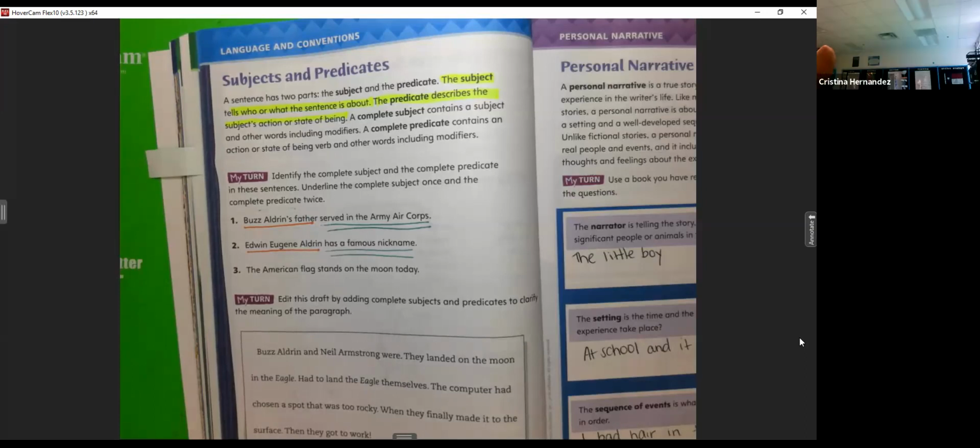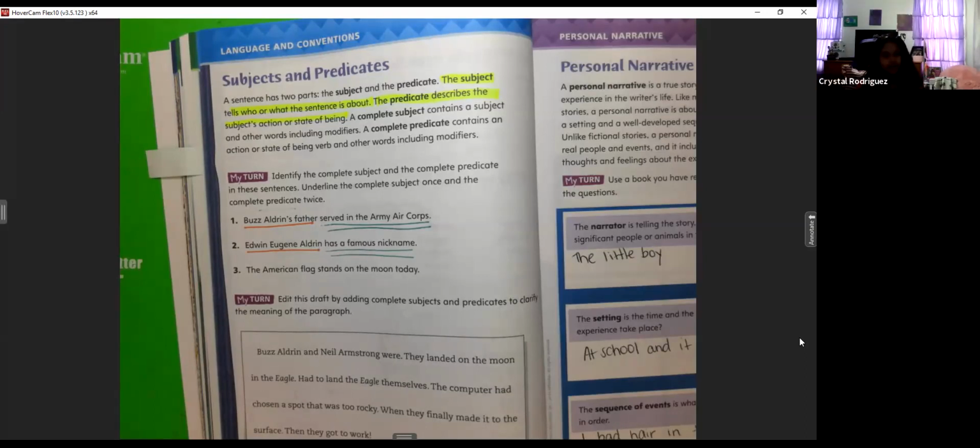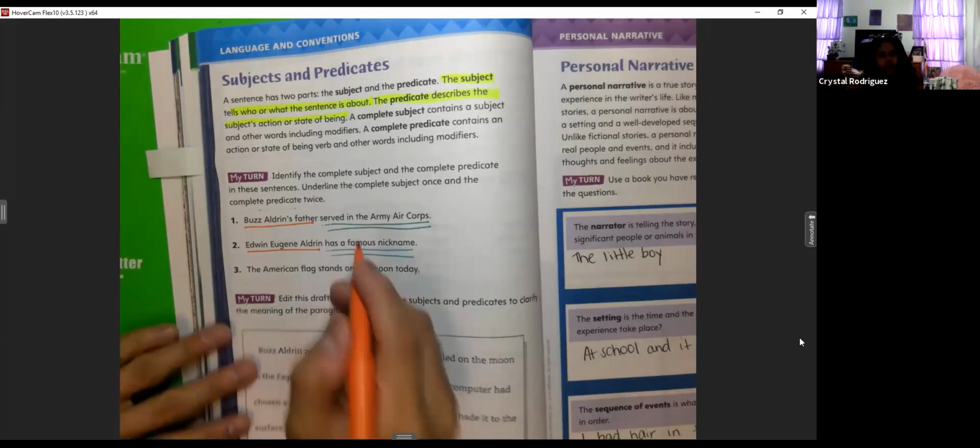What about number 3? The American flag stands on the moon today. The subject is the American flag and the predicate is stands on the moon today.